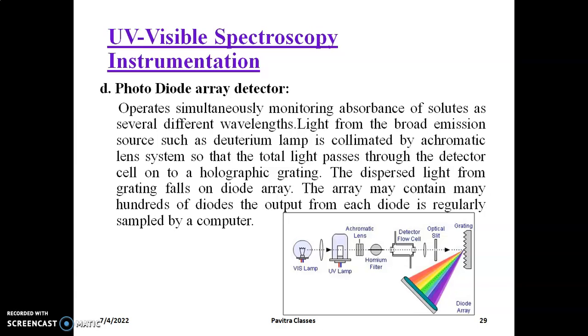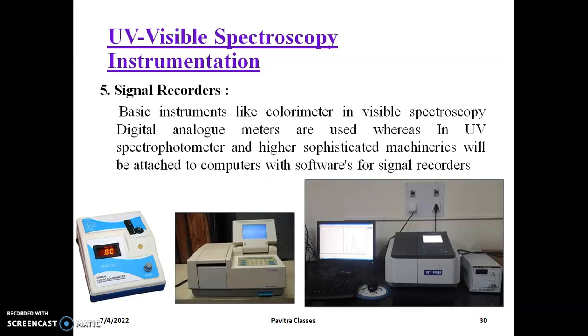This array contains many hundreds of diodes. Current is passed through them and the output is regularly sampled. So the number of diodes is large, and as the number is larger, you get more exact, accurate results. This is the fourth detector.